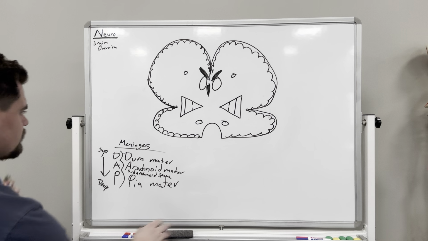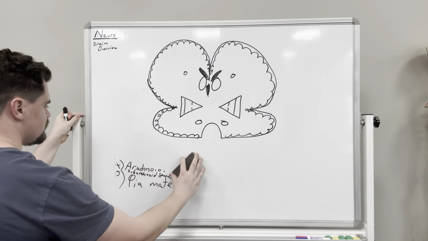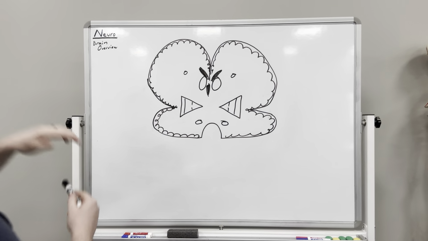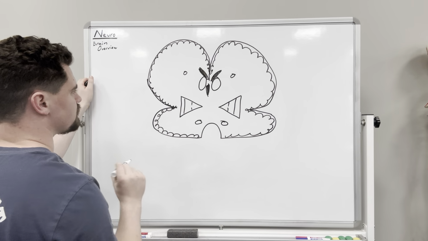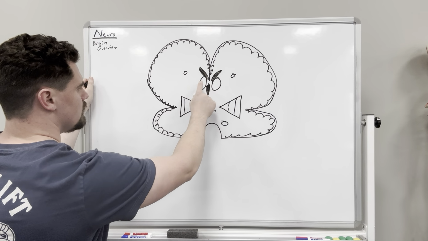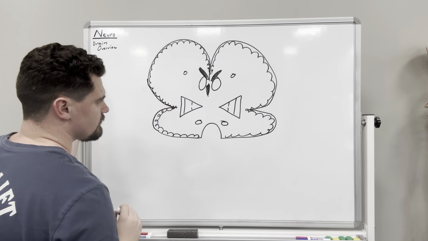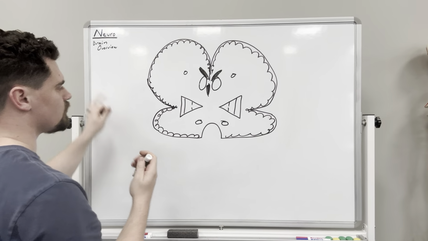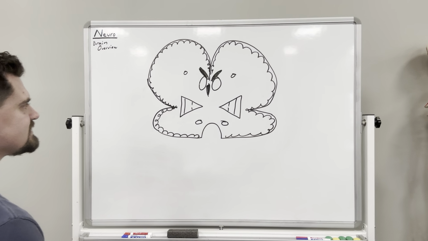So yeah, that covers that. That covers the meninges and the bony coverings. Okay, so we have the lateral and the third ventricle. What is this big ball-looking thing right in between, right under the third ventricle? That is going to be your thalamus.